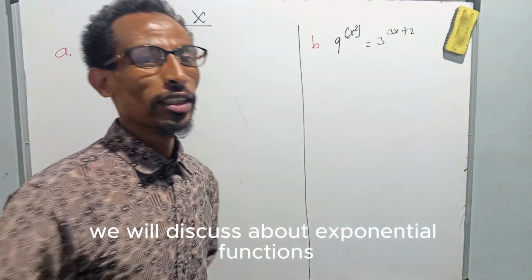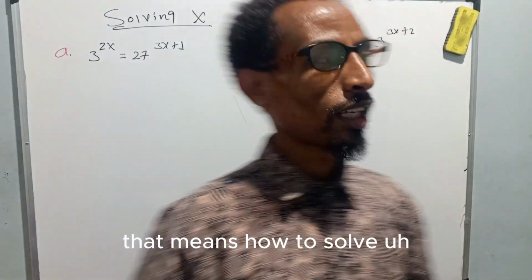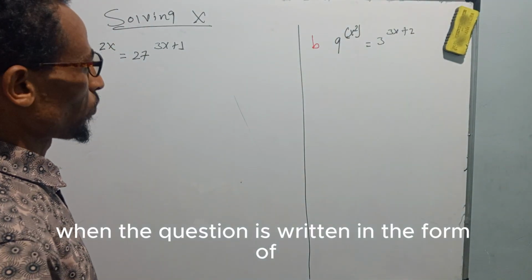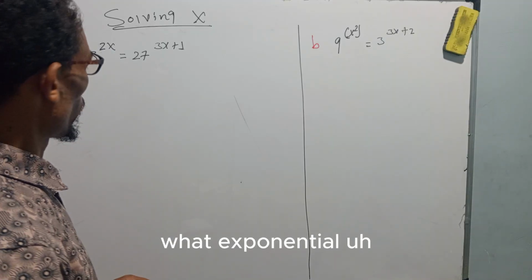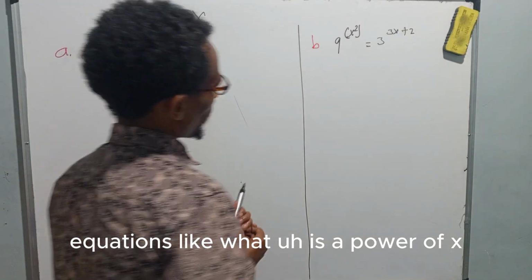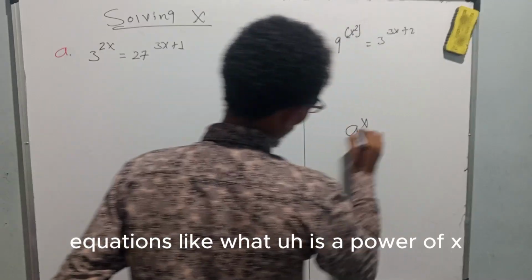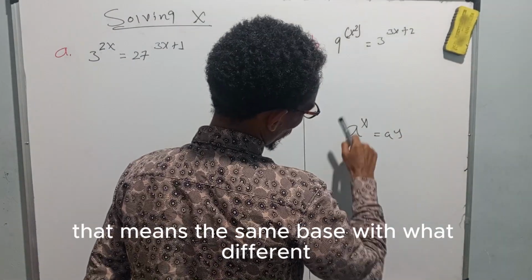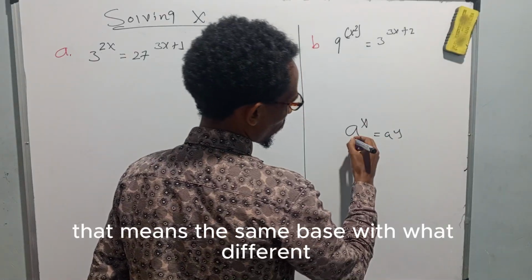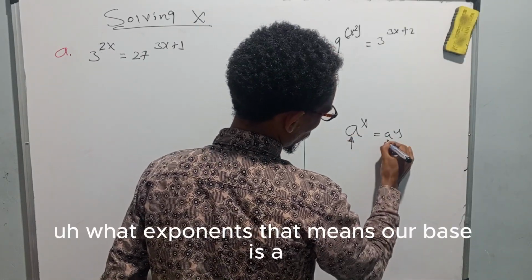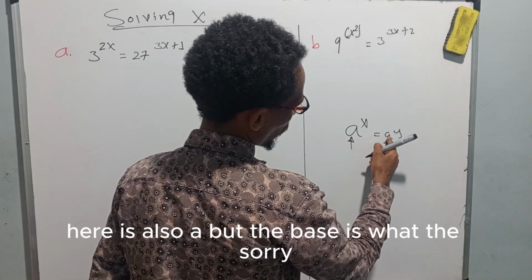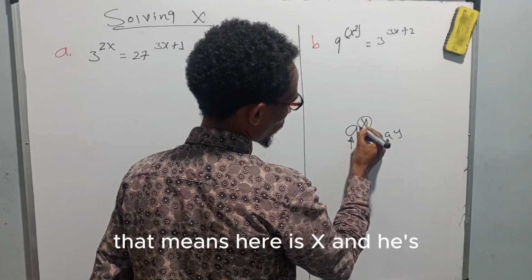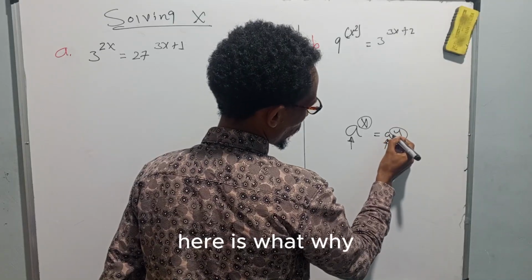In this video, we will discuss exponential functions. That means how to solve for the value of x when the equation is written in exponential form, like a to the power of x equals a to the power of y. That means the same base with different exponents. Our base is a, here is also a, but the exponent is different: here it is x and here it is y.